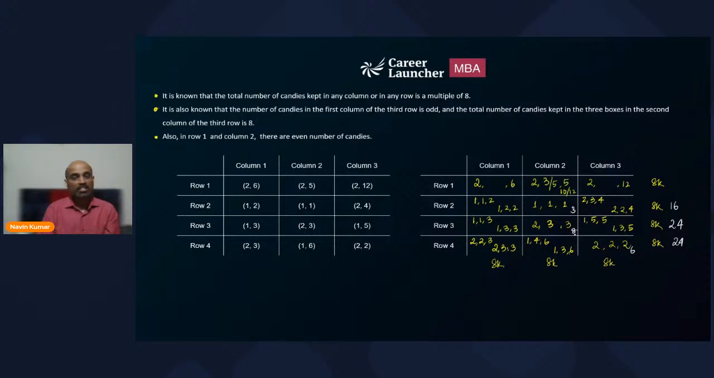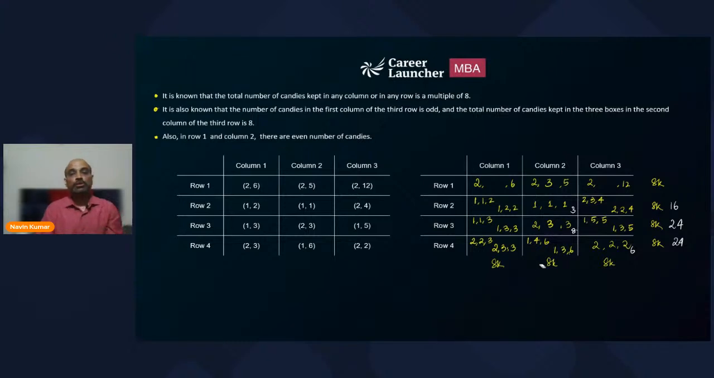If I take 2, 5, 5, this is 12. 12 plus 3 plus 8 is 23. 23 plus 10, 33. And 23 plus 11, this is going to be 34. So can we say this 1, 4, 6 is not possible? I will have to take 2, 3, 5 only, because 2, 5, 5 is not giving me in column 2 a multiple of 8. I'm either getting 34 or I'm getting 33, right? So this forces us that here it can only be 2, 3, 5.